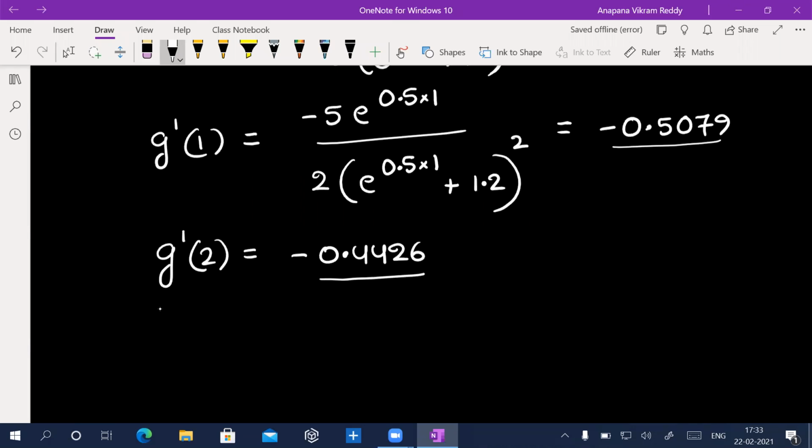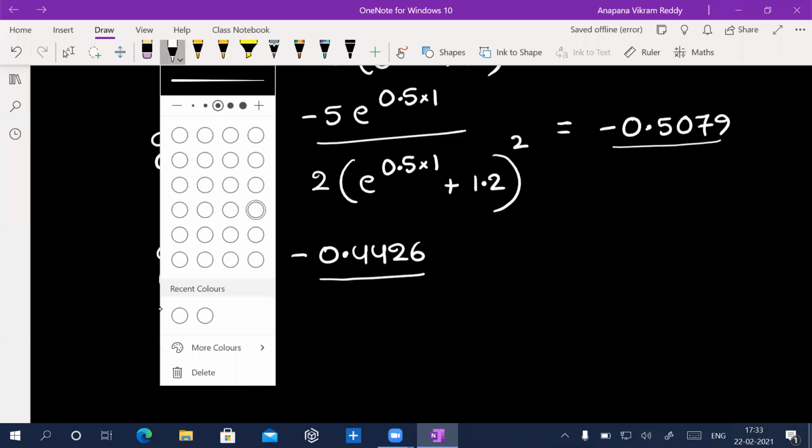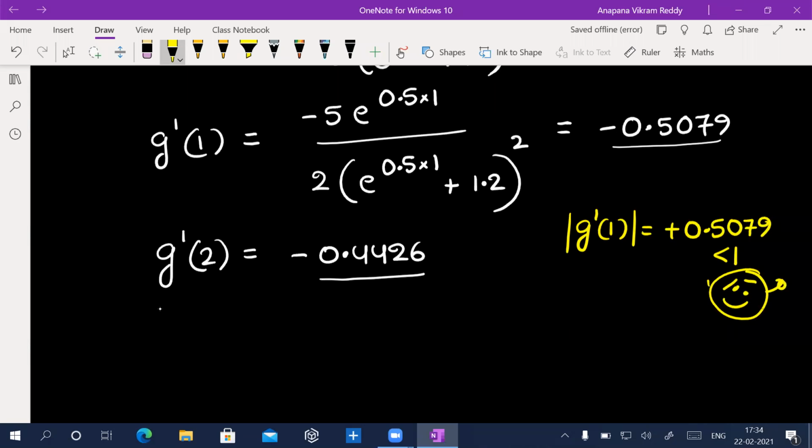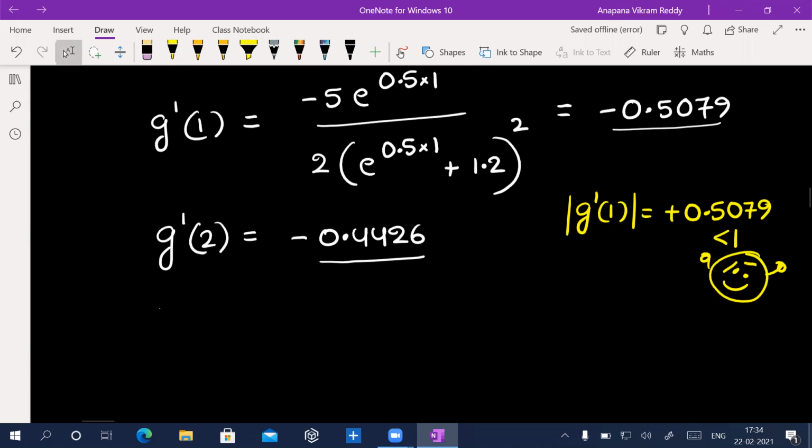All right? So are you going to get convergence here? Yes, sir, converging. Happily, right? So I'll try to find my g prime 1 magnitude. This time I get positive 0.5079. This is happily less than 1. I'm waiting for this moment. Now I'm happy. Hooray. And again I find my g prime 2 and its magnitude.